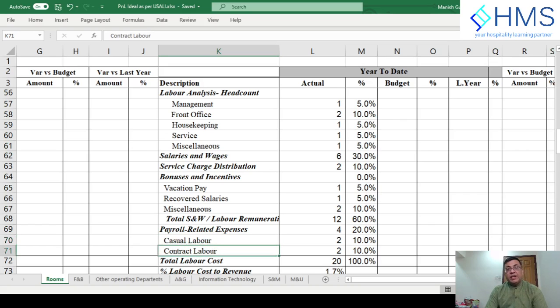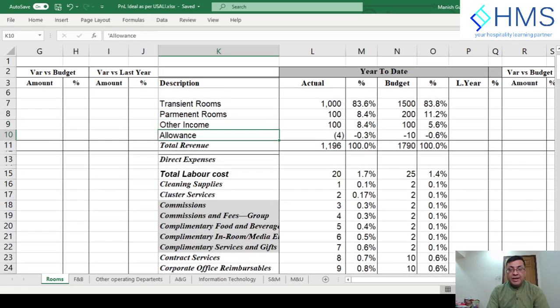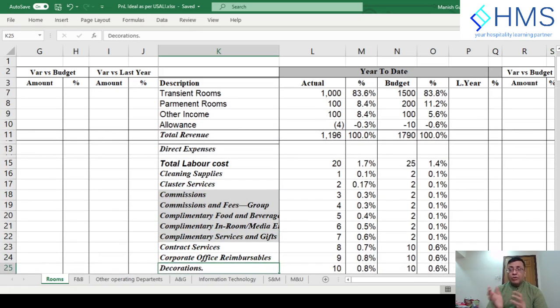Contract labor usually is included in the labor cost nowadays. So some companies are following casual labor and contract labor in the labor. However, casual labor will be coming here. The contract labor will not come here. Contract labor usually will go to the salary and wages if it's processed through the payroll system, or if it's not processed through the payroll system but is outsourced to a third party, then it will go into the P&L line as contract services. So there is a difference between the two lines.